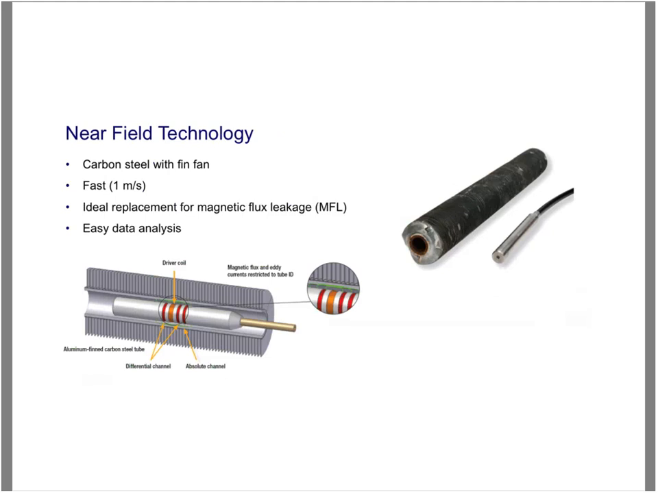All right, then we have near field. Near field is used for anything that is carbon steel with thin fans. So this is what we have here. We'll have a better picture later on. It's a very fast inspection. It's an ideal replacement for magnetic flux leakage, and the data analysis is very easy to do. And as I mentioned before, what we're measuring here is just the liftoff between the coil and the wall. So right here, I don't know if you can see, but we're just measuring liftoff. So it's super easy to see and very efficient.